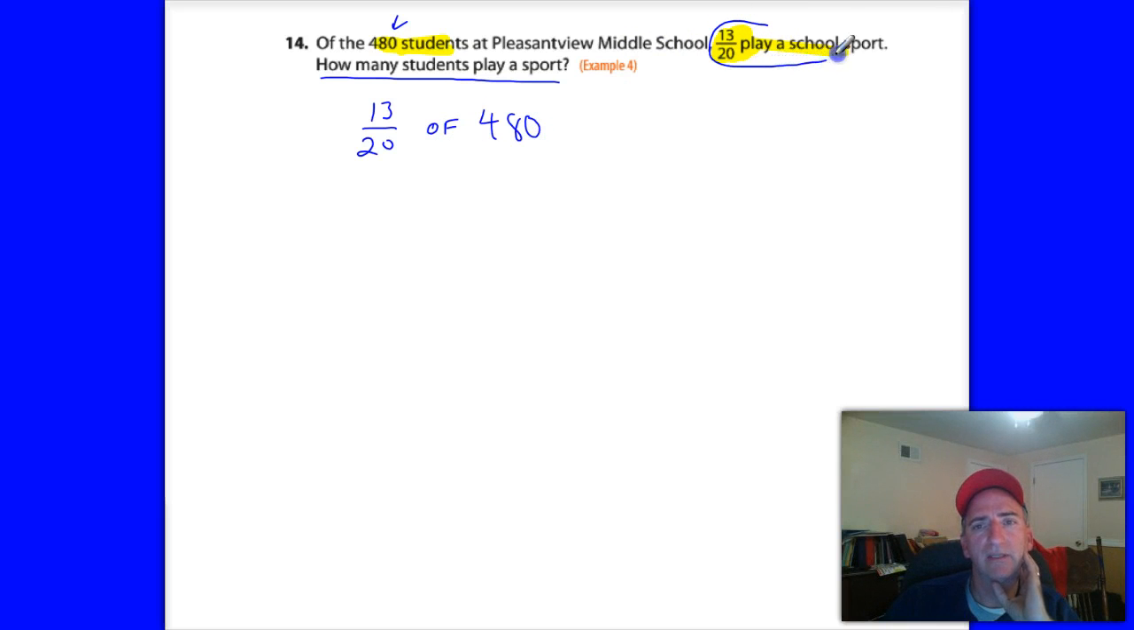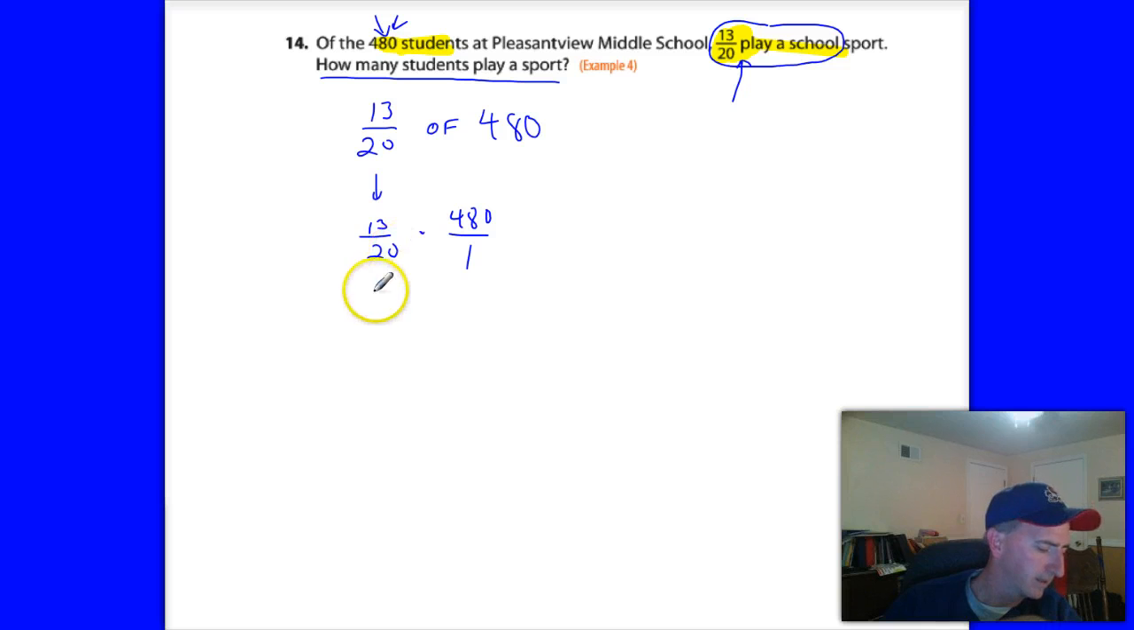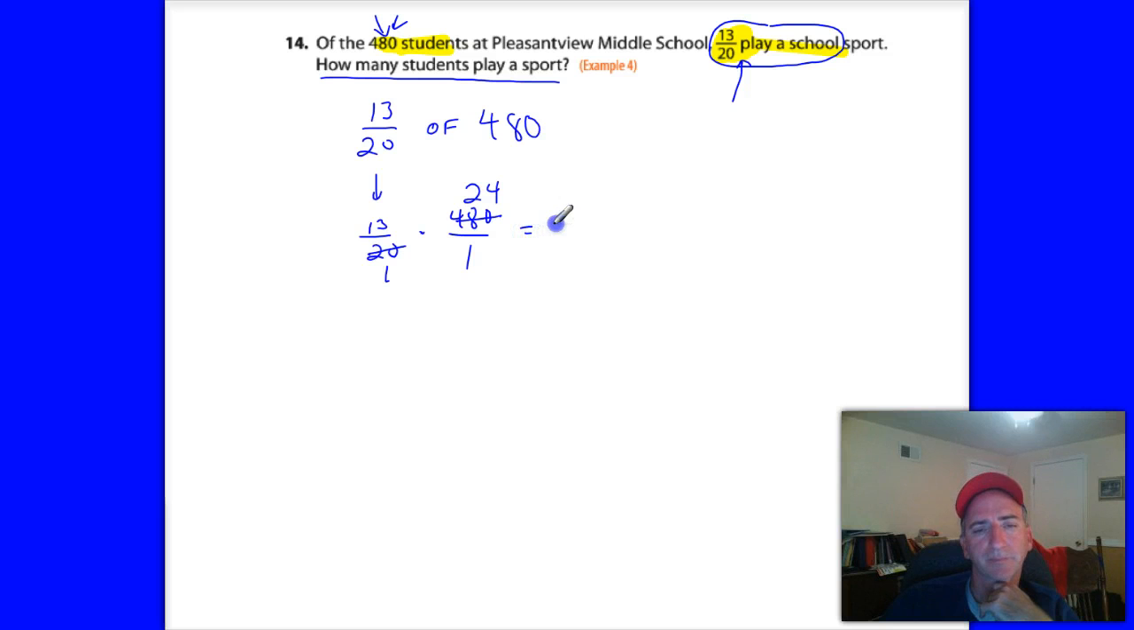13/20ths of the students play a sport. How many students? 480. So you've got 13/20ths of 480, and "of" is multiply: 480 over 1. I went ahead and figured out these factors for you. 20 actually goes into 480 24 times. And if you multiplied out 24 times 13, it would be 312 students play a sport.